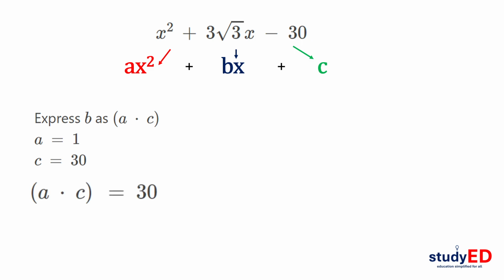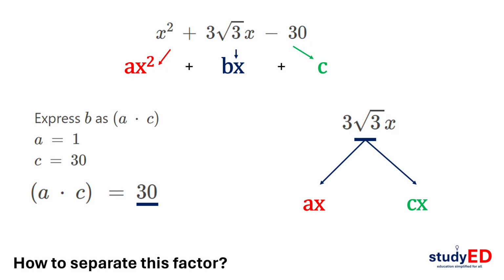So b, the coefficient, we must separate into terms such that their product is equal to 30. So this 3 root 3x, we divide it into simply ax and cx, expressing b as a into c. Now, how are we going to separate this middle term? We have understood that the product of the two factors we're obtaining here must be 30. But how are we going to separate this root? I'll teach you a very simple trick for it.